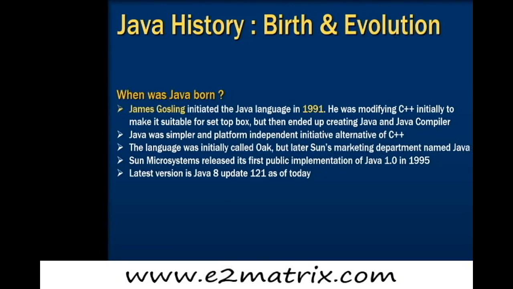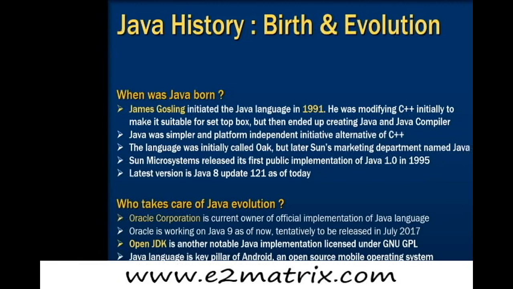Sun Microsystems released the first public implementation of Java 1.0 in 1995. As of now, the latest stable version is Java 8 Update 121. Oracle Corporation is currently the owner of the Java language. Right now it is working on Java 9, which will be released in July 2017. OpenJDK is another notable Java implementation which is licensed under the GNU GPL license.